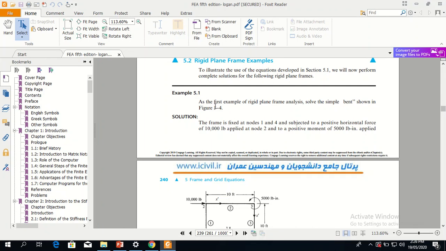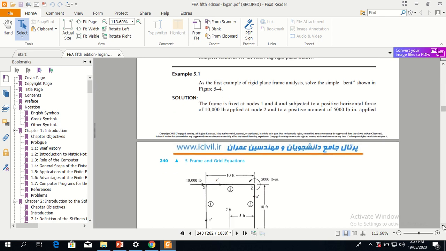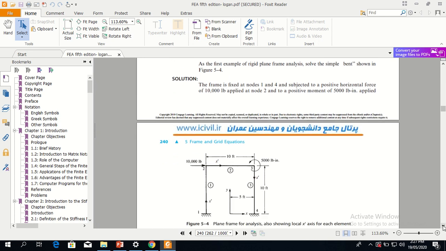So now we'll do example 5.1. In this example, a rigid plane frame is given in figure 5.4. You can see this figure, and you can also see that node 1 and node 4 are fixed.